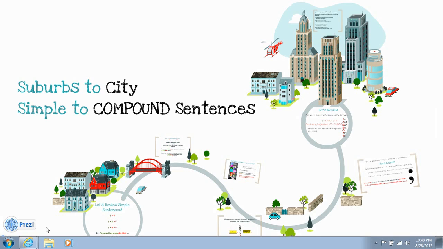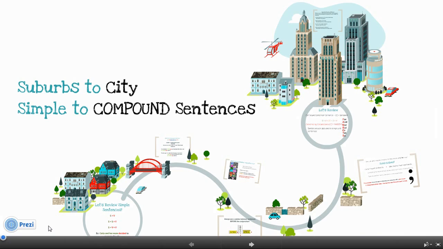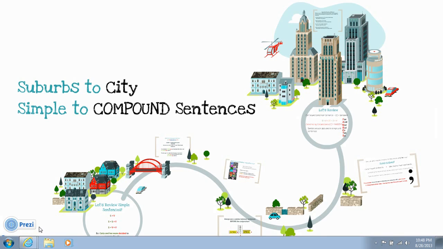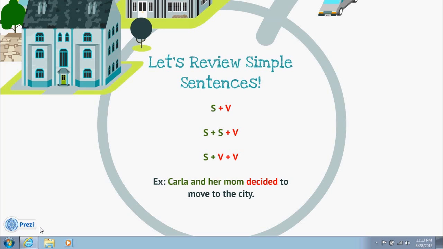This week we're going to go from the suburbs to the cities in relation to sentences, which means we're going to go from simple sentences, which we studied last week, to compound sentences, which are a little bit bigger, a little bit more difficult this week, but I know that you can do it. So here we go. Now let's review simple sentences from last week.